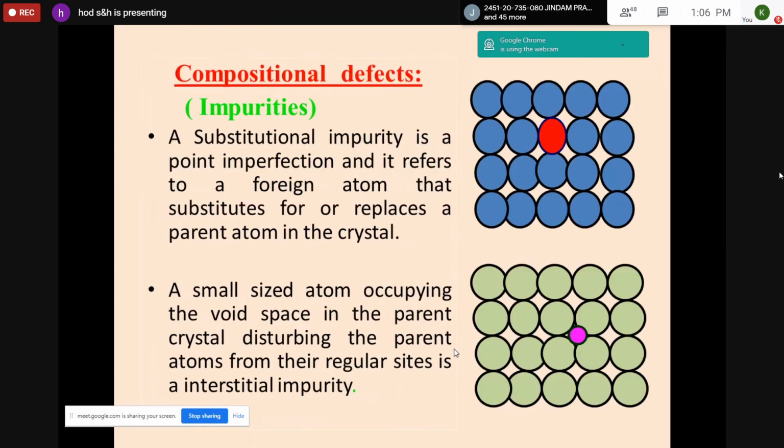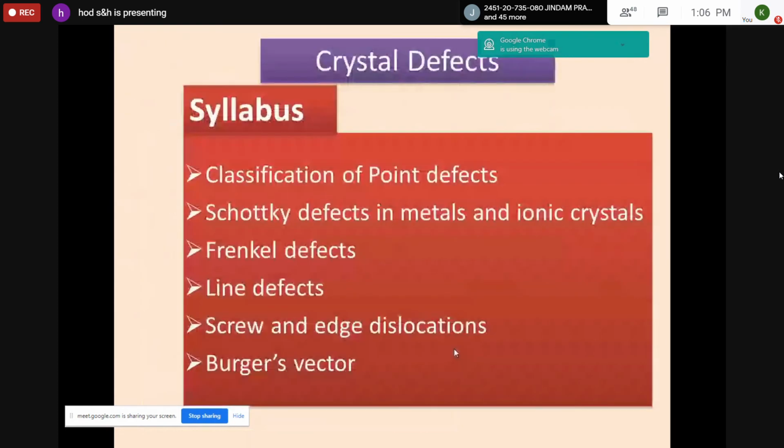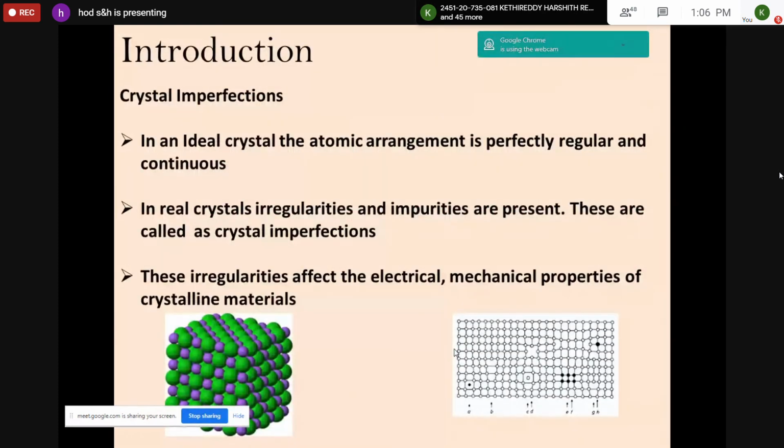Coming to the basics of what I have explained: in an ideal crystal, the atomic arrangement is perfect in all respects in three dimensions, with a periodic arrangement of molecules or atoms, continuous throughout. But practically, once you grow or synthesize the crystals, it is observed that some irregularities and impurities are present in the crystals. These irregularities are called crystal imperfections or crystal impurities, and they affect the electrical, mechanical, structural, and magnetic properties of crystalline materials. In an ideal crystal the arrangement is perfect, but in real crystals some distortions will be there.